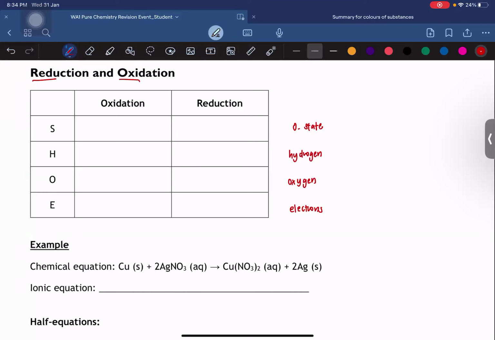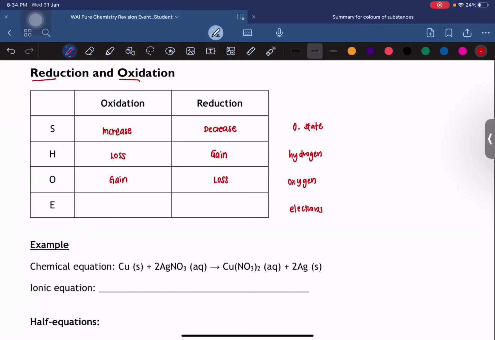Oxidation, in terms of oxidation state, increase or decrease? Increase, correct. Which means for reduction, oxidation state decreases. Next one, hydrogen. Oxidation, gain or lose hydrogen? Lose. I mean, it's quite obvious from the name, right? Oxidation means gain oxygen. Then the opposite, gain for hydrogen, reduction, loss in oxygen, reduction.